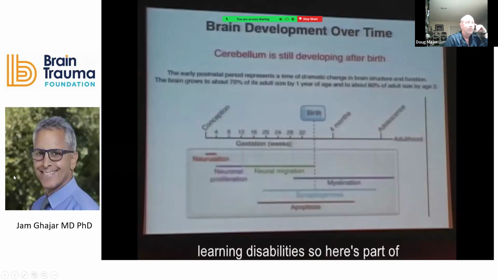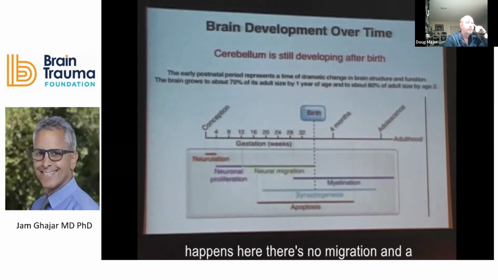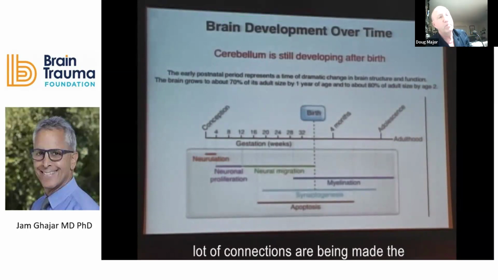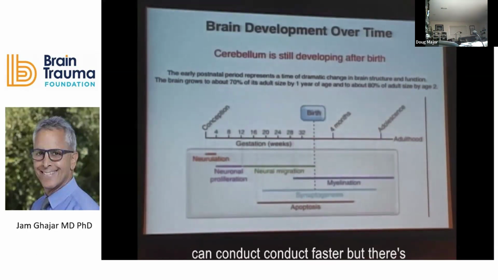I had to include some comments from Jan, who did such a great job in our meeting a few years ago and is still such an advocate for us in the brain trauma area. So here's a chart of your brain development, conception, here's birth. Most of brain development happens here. There's neural migration, and a lot of connections are being made. The only thing that goes on all the way through adolescence is called myelination, which is basically putting a coating over the nerve axons and making them conduct faster.